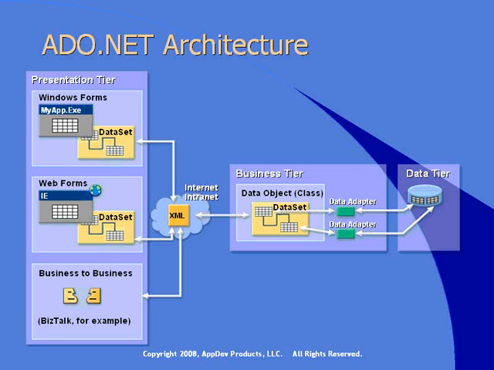Now, in the business tier, once you've retrieved the data, you need to cache it somewhere and provide it as a set of objects. ADO.NET makes this easy by providing the dataset class. A dataset contains one or more data tables. You can see those little blobs within the diagram.